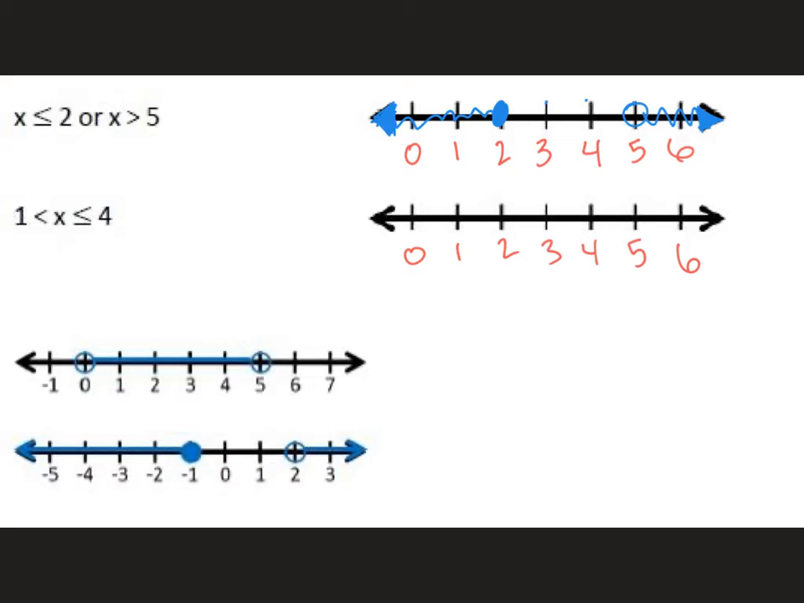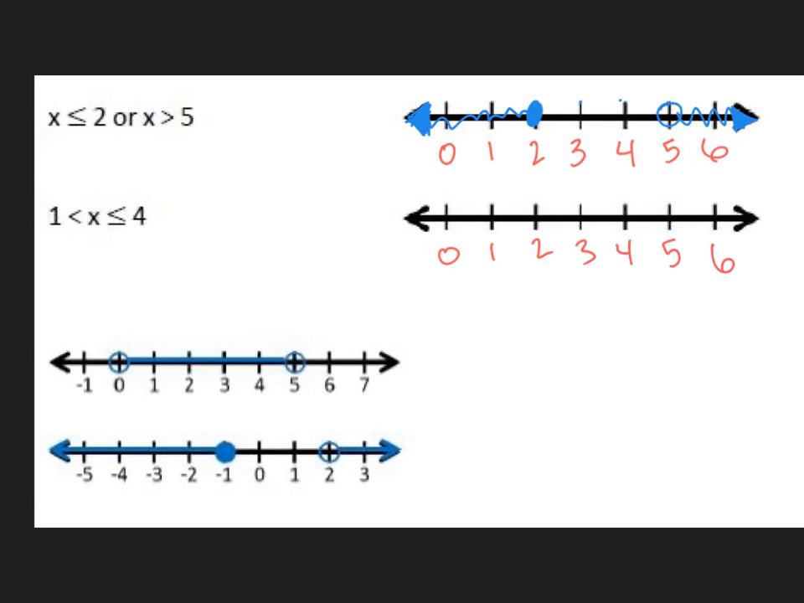All right, I think I've explained that enough, we can see it. Now let's talk about "and." x is literally in the middle. So we've got 1 is less than x, and x is less than or equal to 4. So x is less than or equal to 4. That's a closed dot at 4. But x is also greater than 1.